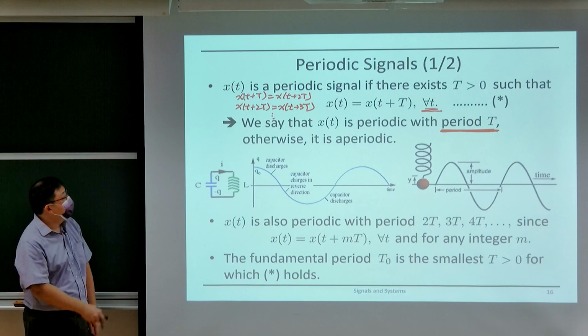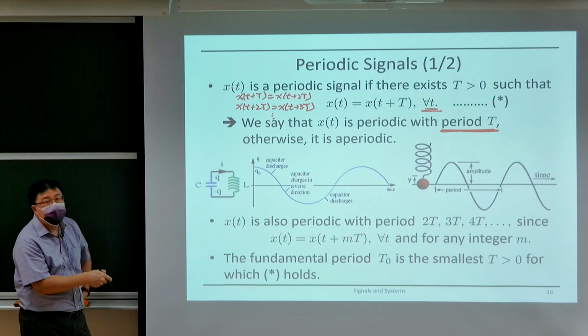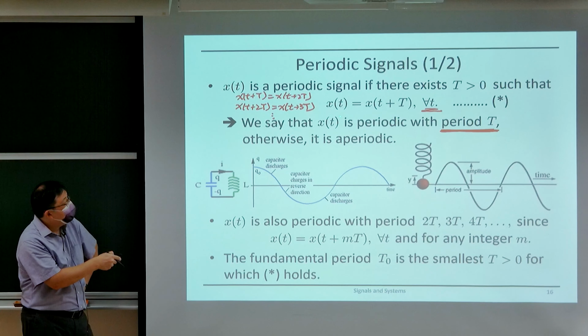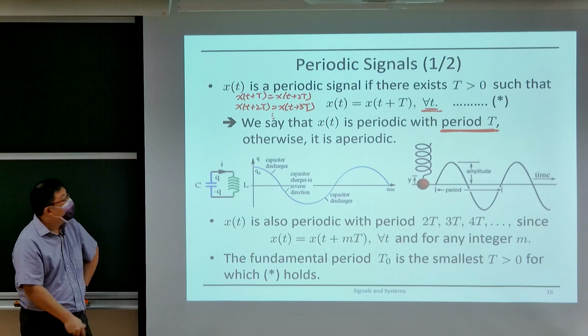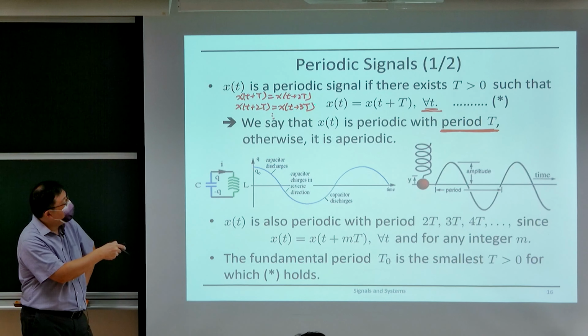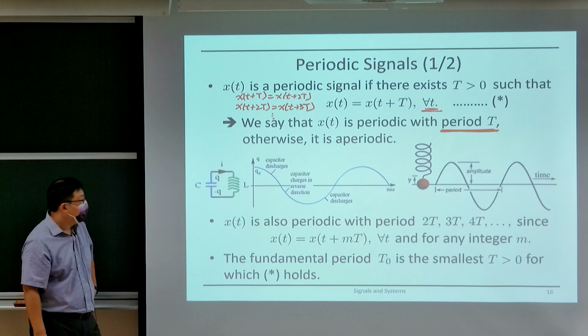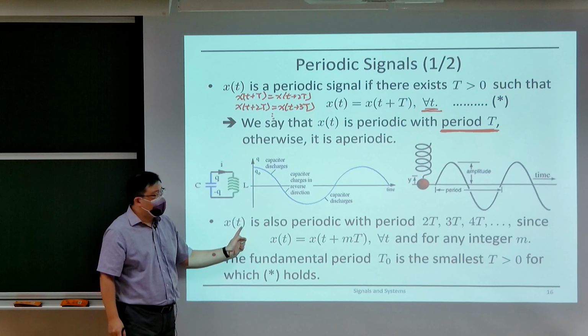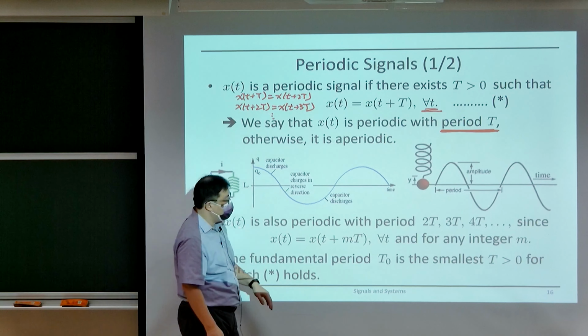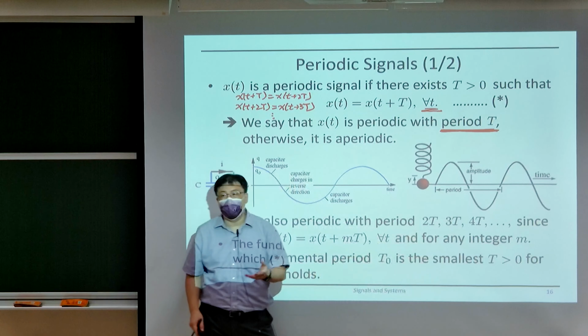So this is saying that if x of t is periodic with period capital T, then it must also be equal to x of t plus 2T for all t, and equal to x of t plus 3 capital T for all t, and so on and so forth. So if a signal is periodic with period capital T, it is also periodic with any integer multiple of capital T.